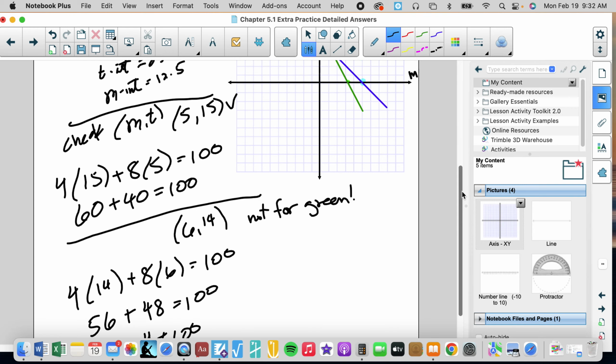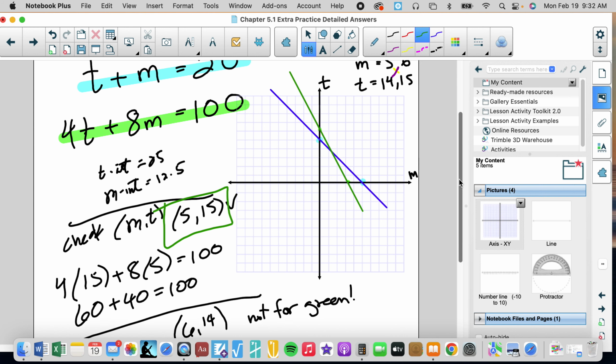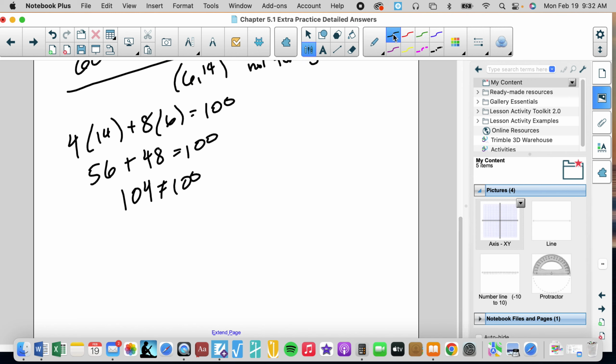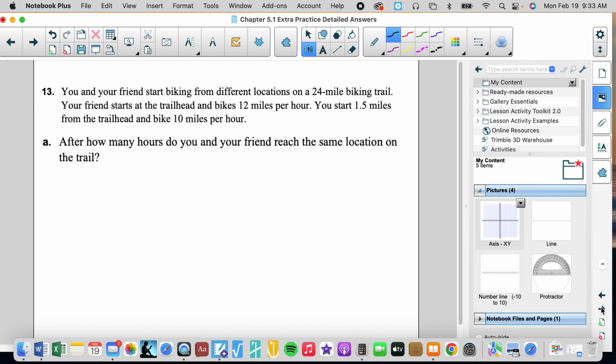So the answer is going to be 15, 5. So let's get specific. There were 5 multiple choice and 15 true and false. That's a good problem. Hopefully you took the time to do that one, because that would be worth your time and effort.